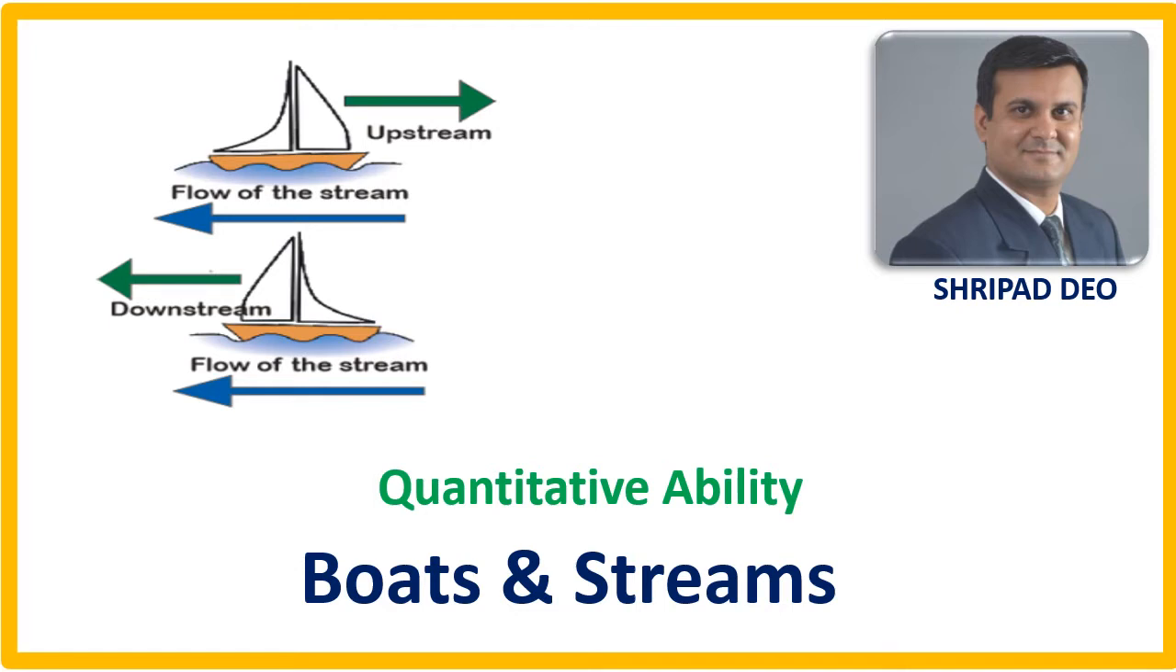Quantitative ability, problems on boats and stream. Let us consider B as the speed of boat in still water, or so-called stationary water. The boat can move with its actual speed if the water is stationary. But this is not the situation in case of a river. In case of a river, the water is flowing at a certain speed.